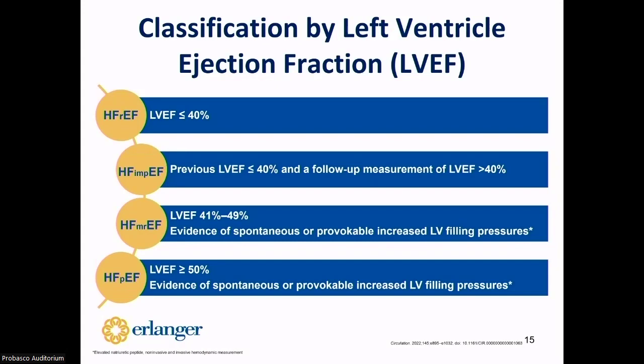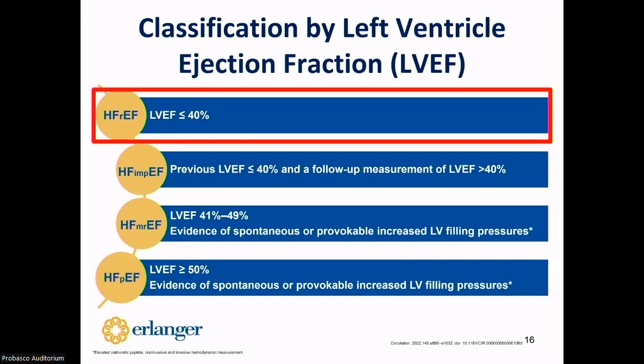And then finally, we'll classify heart failure based on ejection fraction. So progressing from the top to the bottom, we have heart failure with reduced ejection fraction, which is an ejection fraction less than 40%. Heart failure with improved ejection fraction is a newer term. It includes patients who previously had heart failure with reduced ejection fraction, but it's now improved to be greater than 40%. Patients with moderately reduced ejection fraction have an ejection fraction of 41 to 49%, and they may have spontaneous or provocable LV filling pressures. And then HFpEF, or heart failure with preserved ejection fraction, includes patients with an ejection fraction greater than 50% and spontaneous or provocable increased filling pressures. And as I mentioned previously, we'll be focusing on HFrEF in this presentation.